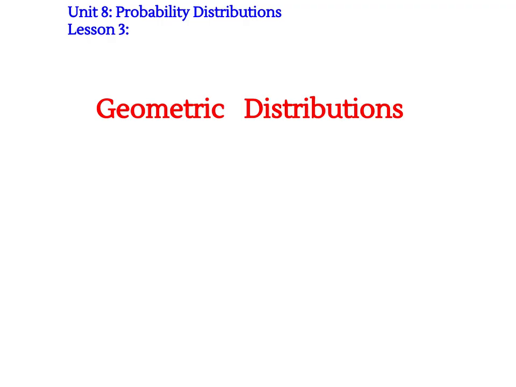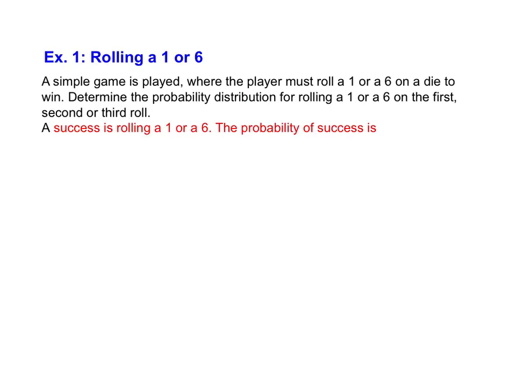So today we are talking about geometric distributions. Now, what makes a geometric distribution slightly different is that it considers wait time. Here's our first example. A simple game is played where the player must roll a 1 or a 6 on a die to win. Determine the probability for rolling a 1 or a 6 on the first, second, or third roll.